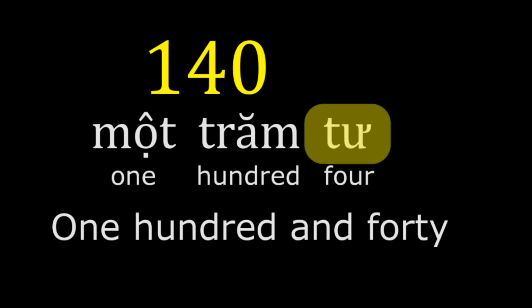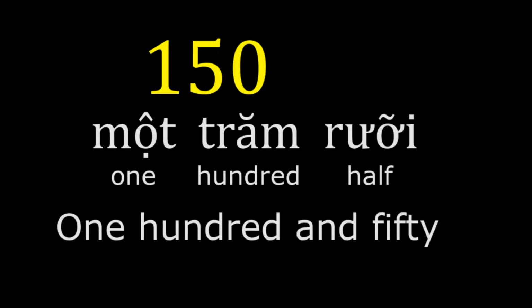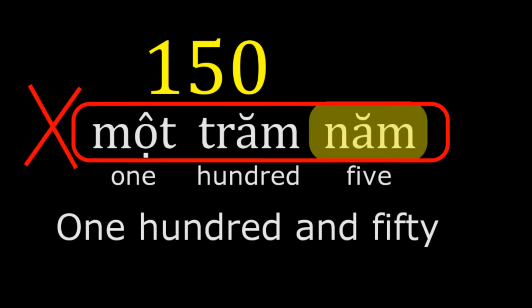This is the word tư. Tư also means 4. 104. 150 actually means 150. This is the word dưới. Dưới means half. 150 actually means 1.5 hundred or 150. Don't say 105 because the word năm also means year. 105 means 100 years.